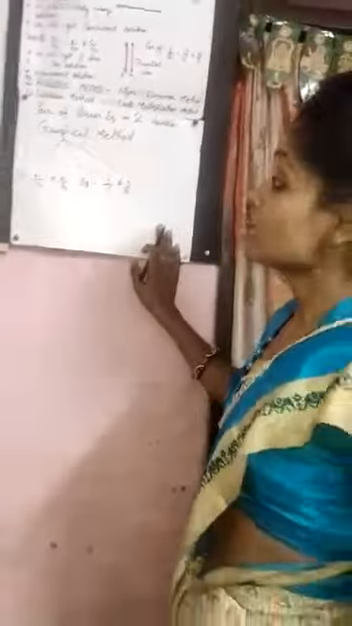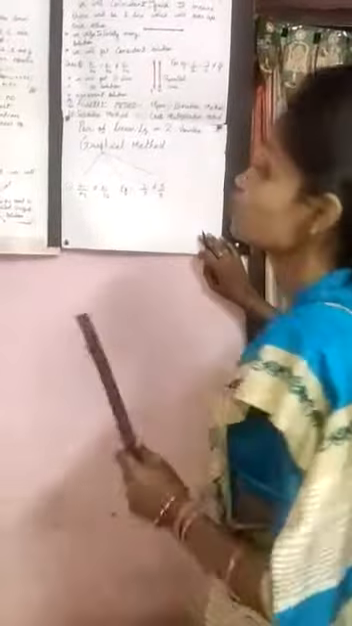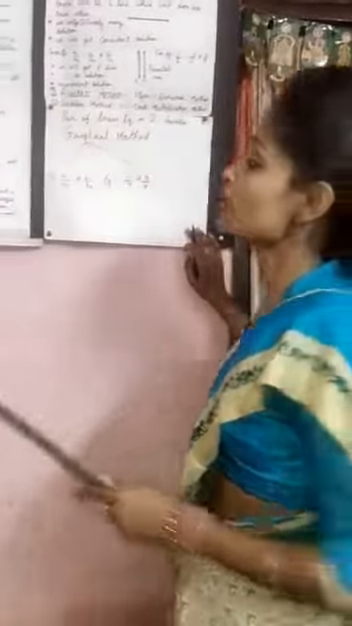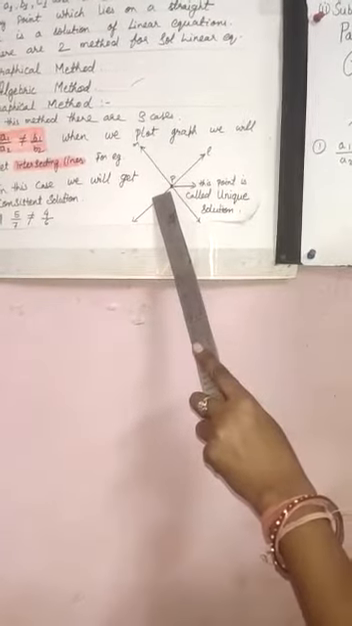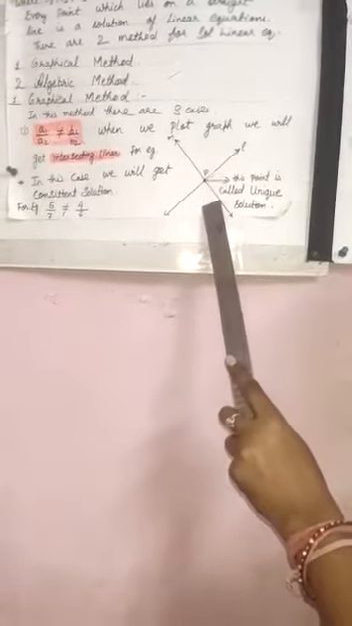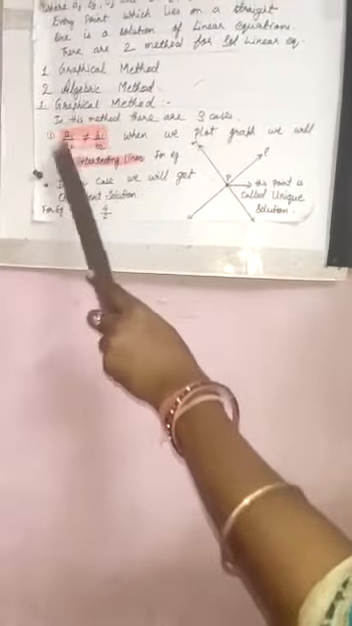In that case, when you plot the graph, you will get 2 lines like this, which will intersect each other at a point. Did you get it? When a1/a2 is not equal to b1/b2, meaning both the sides are not equal to each other, then when you plot the graph you will get intersecting lines. These intersecting lines will meet at a point.